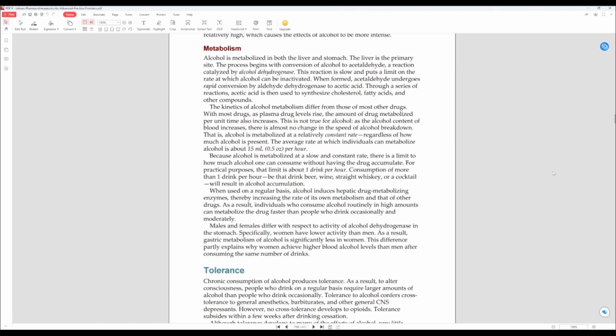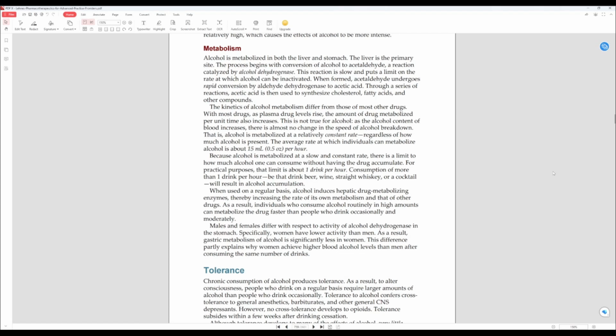Because alcohol is metabolized at a slow and constant rate, there is a limit to how much alcohol one can consume without having the drug accumulate. For practical purposes, the limit is about 1 drink per hour. Consumption of more than 1 drink per hour, be that drink beer, wine, straight whiskey, or a cocktail, will result in alcohol accumulation. When used on a regular basis, alcohol induces hepatic drug-metabolizing enzymes, thereby increasing the rate of its own metabolism and that of other drugs.